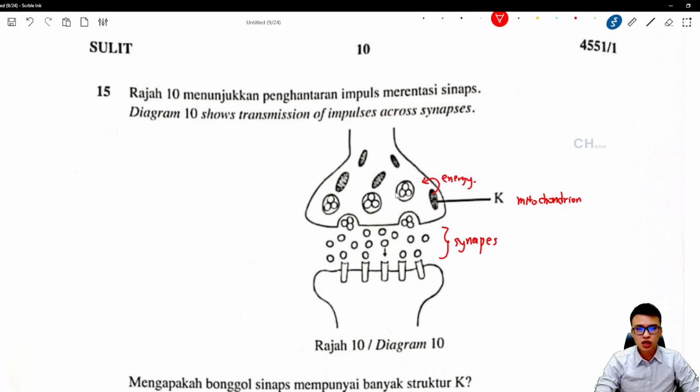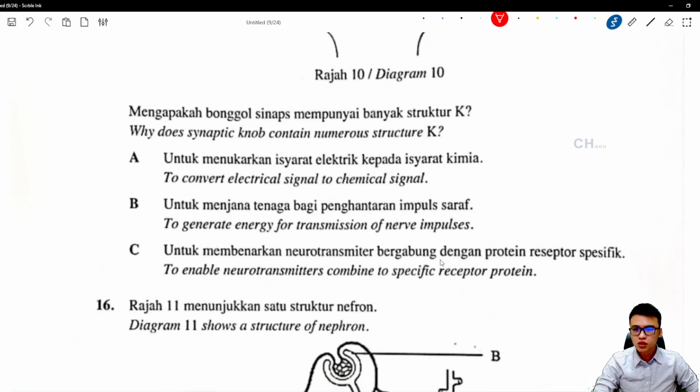Because you can see the vesicle is going to move towards the end of the synaptic knob. So, moving needs energy. Mitochondria provide the energy for them to move. Makes sense, correct or not? So, you want to generate energy for the transmission of the nerve impulse. So question 15 must be B.